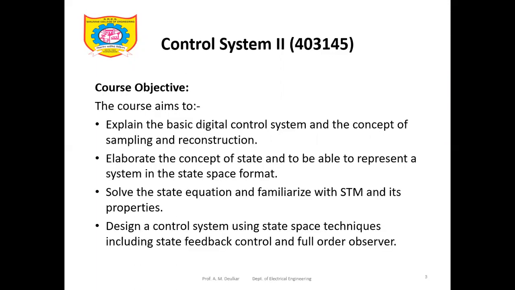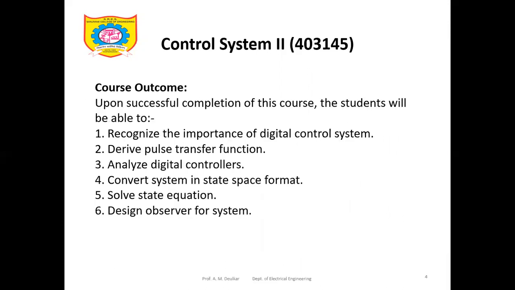This subject has some course objectives which are aimed to explain the basic digital control system and the concept of sampling and reconstruction. Second, elaborate the concept of state and to be able to represent a system in the state space format. Next, solve the state space equation and familiarize with the STM and its properties. Design a control system using state space techniques, including state feedback control and full order observer.